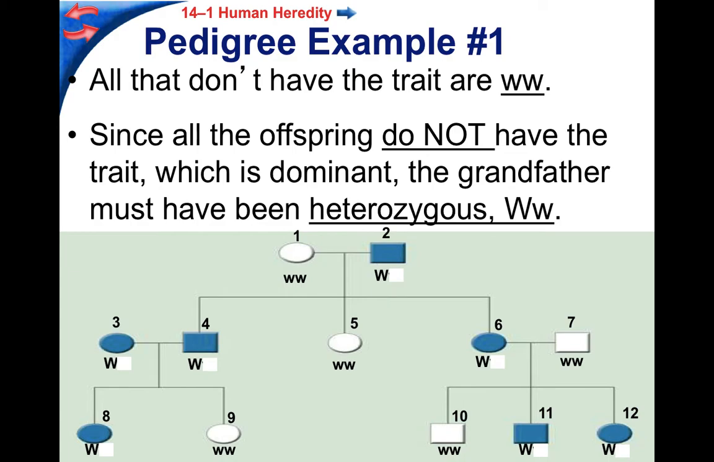Number 4 and number 6, who have a blank space, they automatically have to get a little w because it came from their mother, who is number 1. I'm going to fill that in a second. I'm going to go back over to 3 first, and then I'll go to 4 and 6.